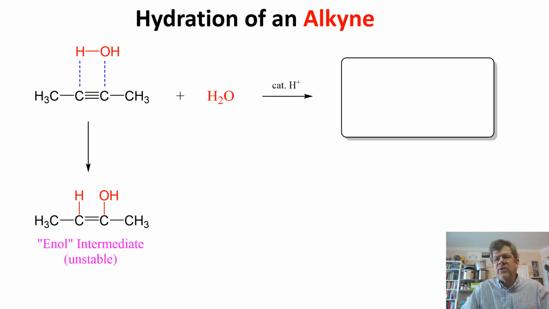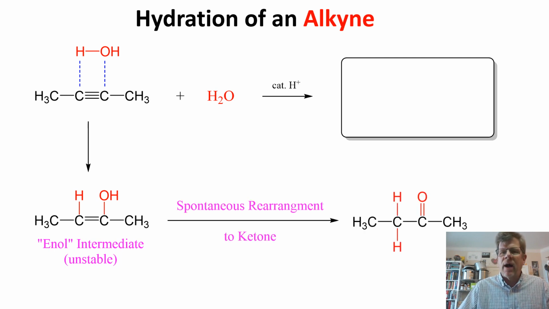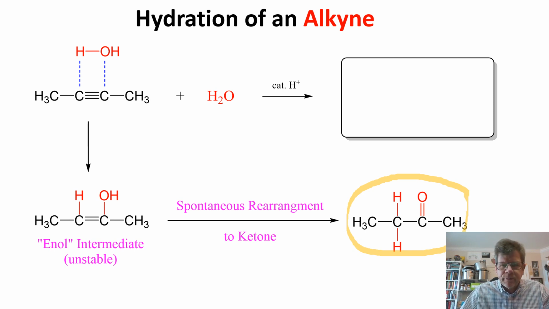So what we get is a spontaneous rearrangement that does not really flow with what we've looked at before, at least with respect to this addition reaction. We shuffle the double bond and we shuffle around a hydrogen in order to give a ketone intermediate. In a ketone, we have a carbonyl carbon, and on either side of that carbonyl carbon, we have hydrocarbon type carbon. So that is the diagnostic ketone structure.